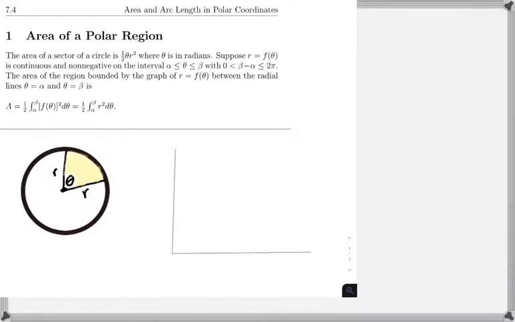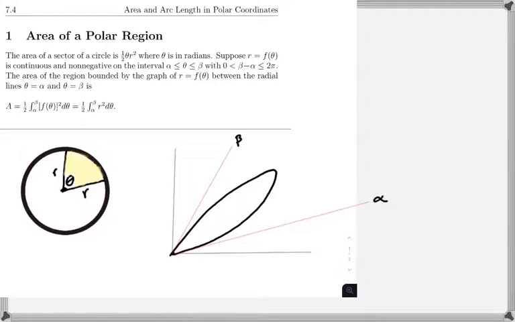So a little bit of the idea here is our curve, r equals f of theta, and then we're going to have our radial lines there. So it says the area of the region bounded by the graph r equals f of theta between radial lines theta equals alpha and theta equals beta is, and so there's that formula here. So let's try to motivate that a little bit.